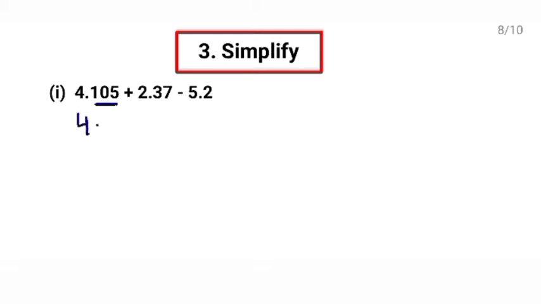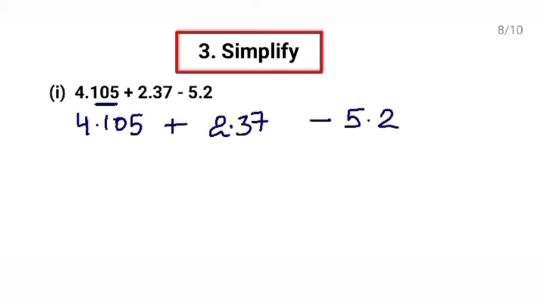Make it. Write the first number 4.105 plus 2.37 minus 5.2. Make 3 digits after decimal. In this number we already have 3 digits. 2 digits, put 1 zero. 1 digit, put 2 zeros. Now in all the numbers we have 3 digits after decimal.